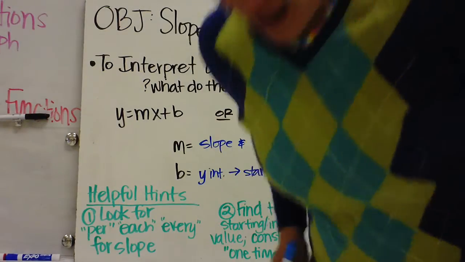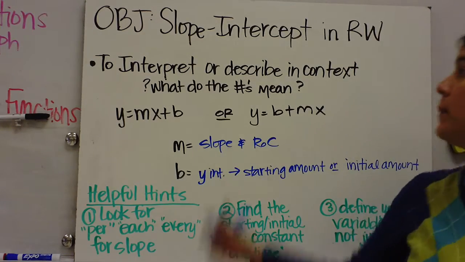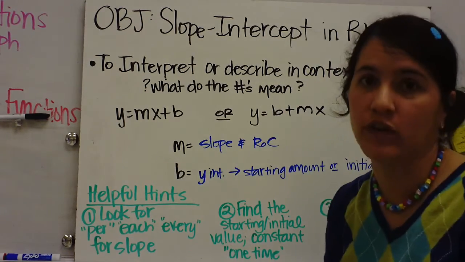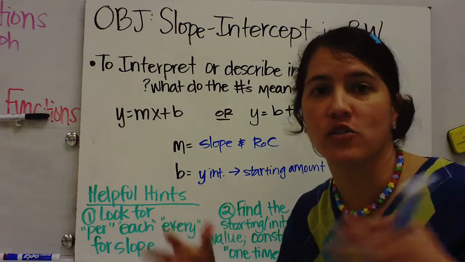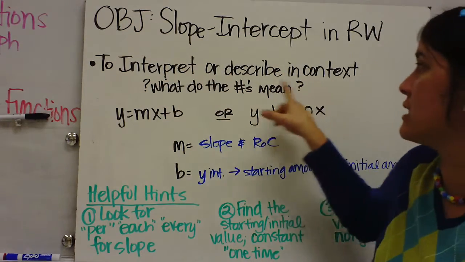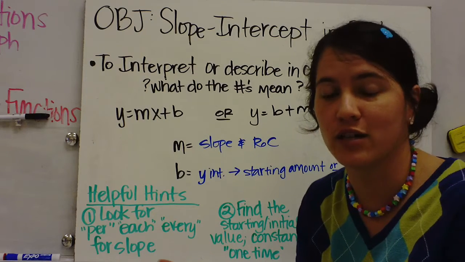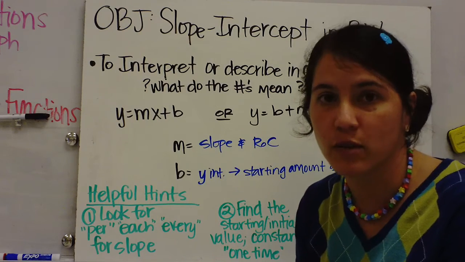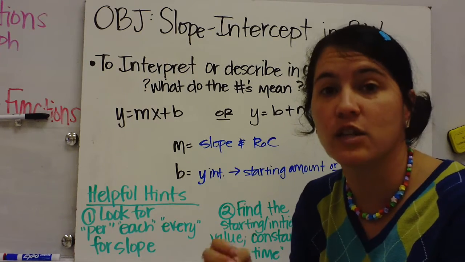Alright, hey y'all. Today is going to be about slope-intercept in the real world. We've talked a lot about slope-intercept, y equals mx plus b. So now we're going to bring it back to a real-world context. To interpret or describe in context, that means what do the numbers mean? Sure, you have an equation with numbers and variables, but do you know what those numbers and variables represent? That is the real question.